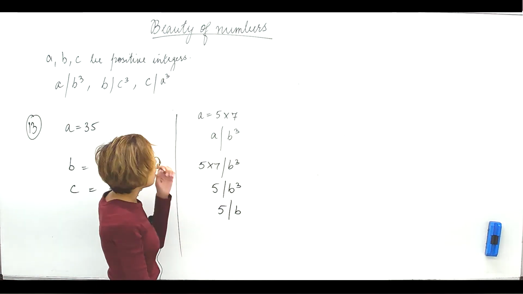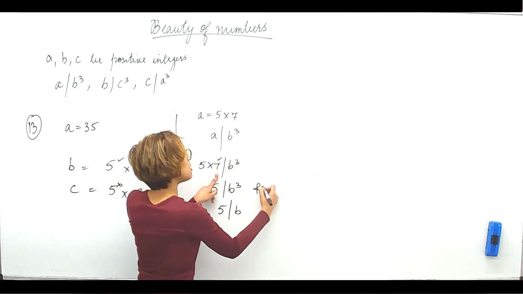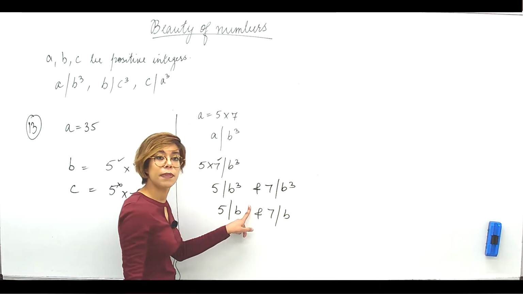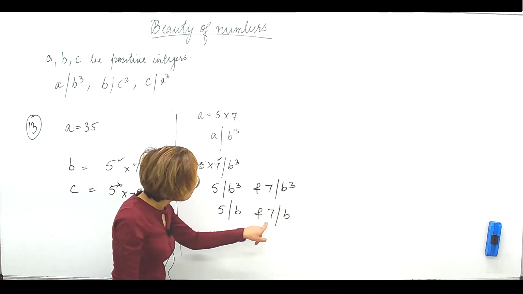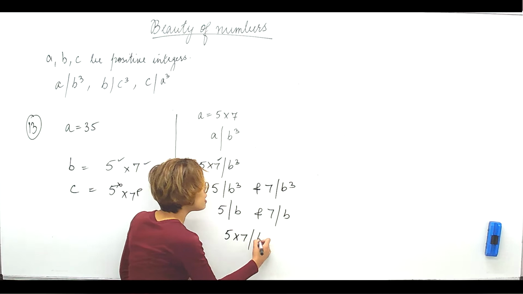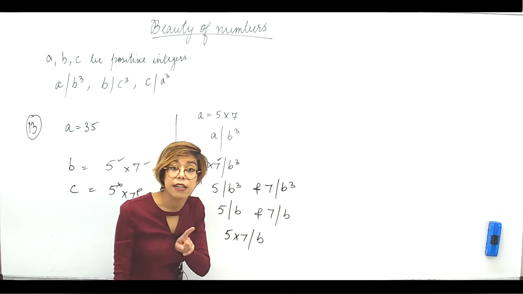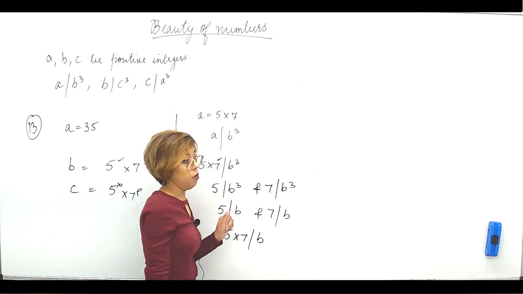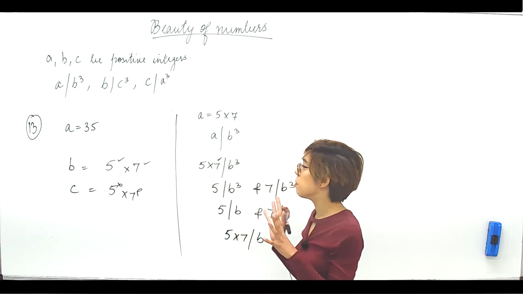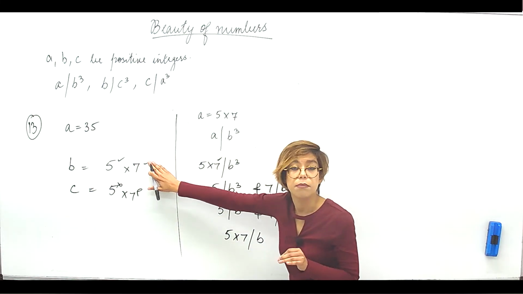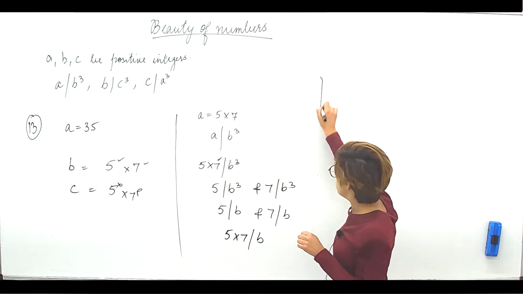Okay. Now, similarly, 7 will divide B cube, and 7 will divide B. Now 5 divides B, 7 divides B. That means definitely 5 into 7 divides B. In the prime factorization of B, I have 5 and 7, right? So I have concluded something. Now I have to make sure that no other prime factor comes. Okay, let's analyze it further.